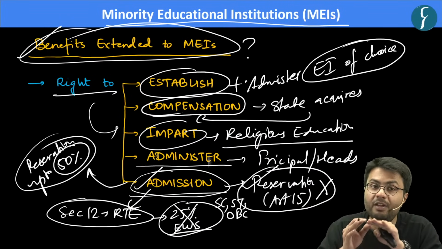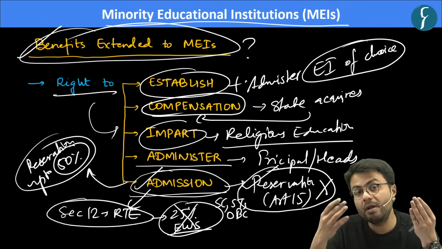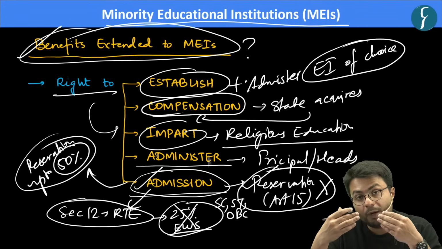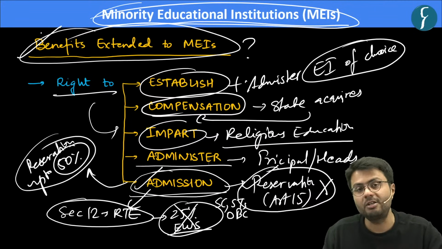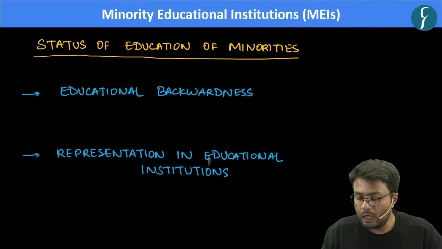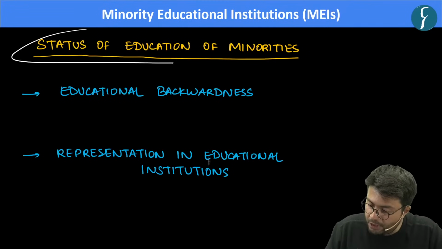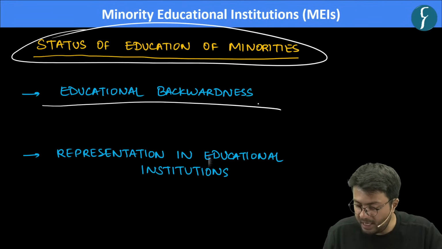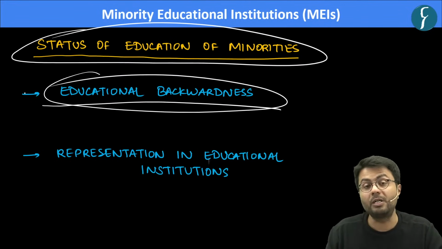Thereby, every educational institution which may be either established or administered by a minority community in India wants to seek a recognition as a minority educational institution. Now, what is the status of education as far as minorities are concerned? And let me tell you, minorities in India are subjected to what is called an educational backwardness.